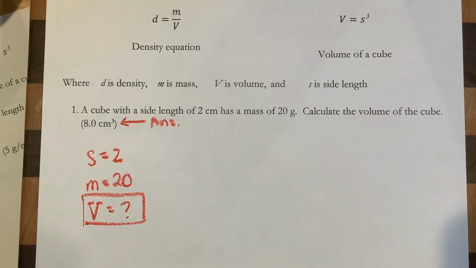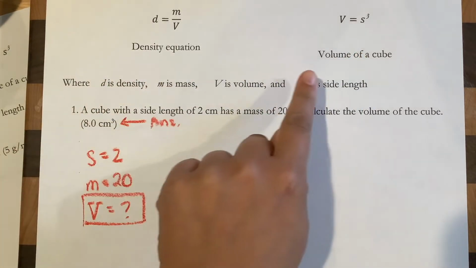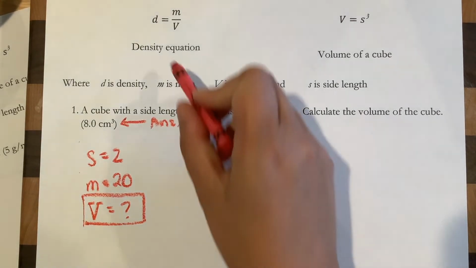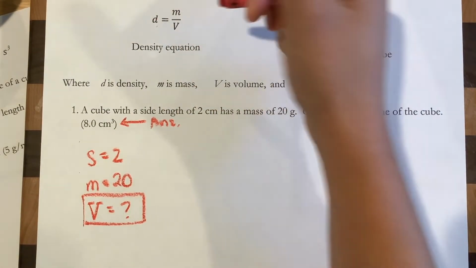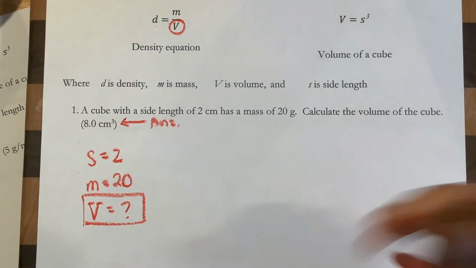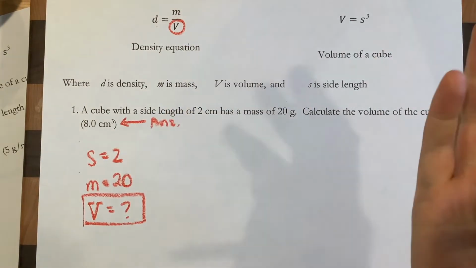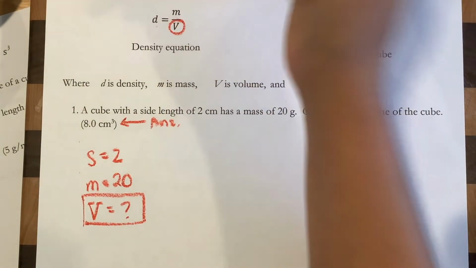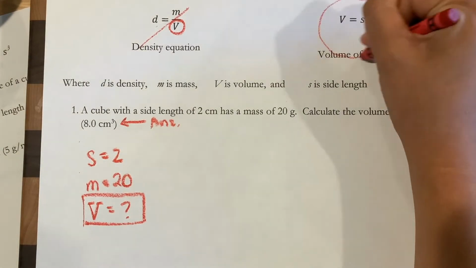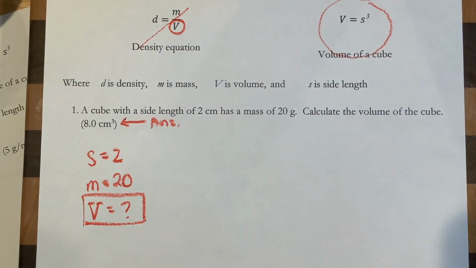Step 2, I have to pick which equation to use. Both of these have volume in it, so I could use either. But I don't know the density, so I can't solve this problem that way. I'd be trying to solve for V, but I wouldn't have enough. I wouldn't have this number. I only have enough to solve it with this one. I know what S is, and I can use that to find V.